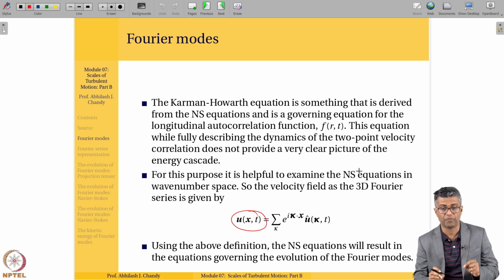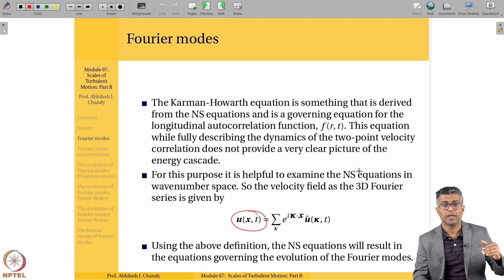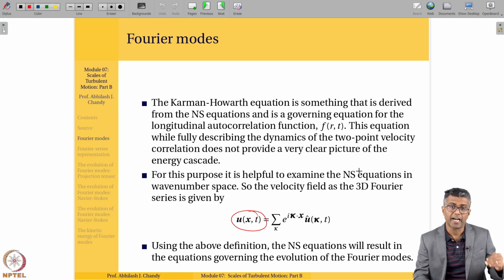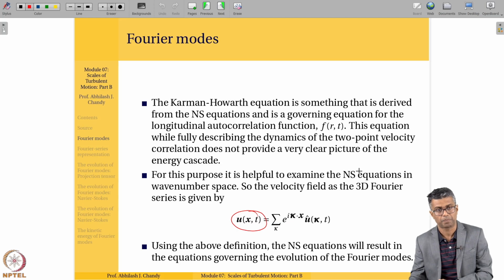And I want it to be very clear here. This is how we are representing the velocity vector as a 3D Fourier series. Using this definition, we will convert the entire Navier-Stokes equations, which are originally in physical space, into Fourier space.